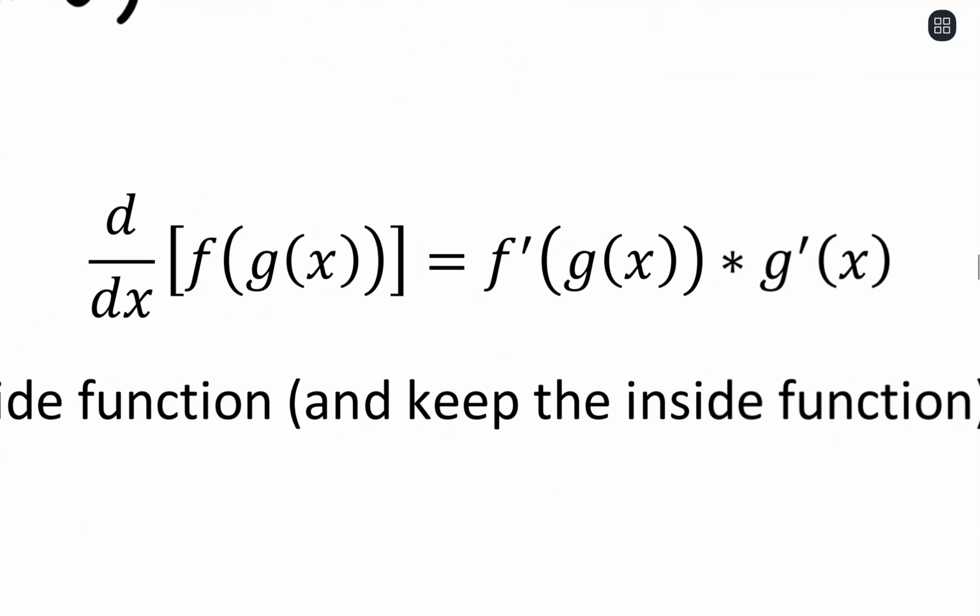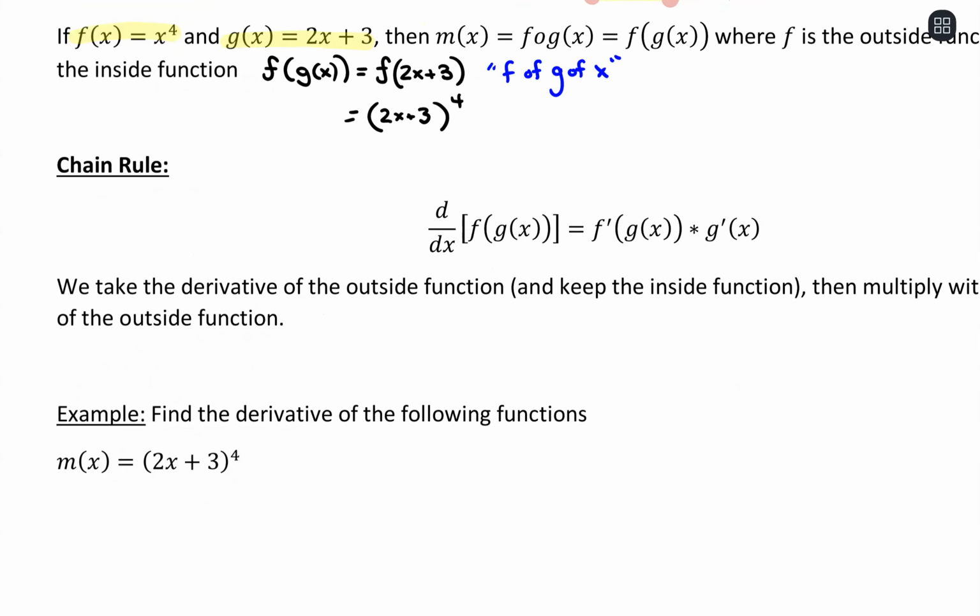So the chain rule tells us if we're taking the derivative of a composite function, like f of g of x, what we're going to do is first take the derivative of f, keeping our inside function. So g of x isn't going to change at all there. We're just taking the derivative of the outside function, keeping the inside function, and then multiplying that with the derivative of the inside function. So derivative of outside, keep the inside, times derivative of the inside. So let's try this out.